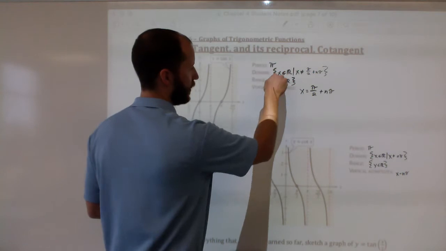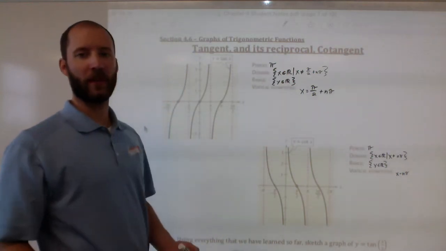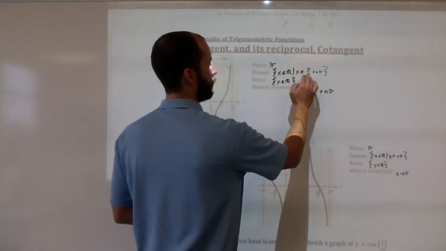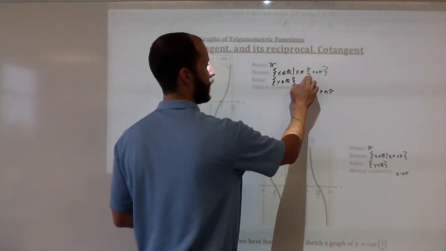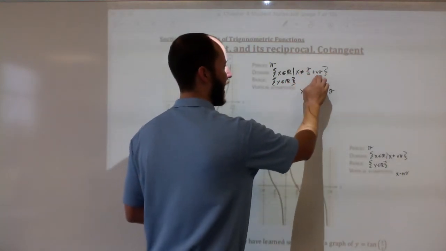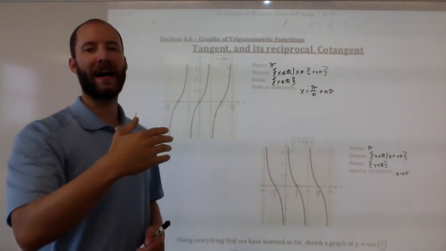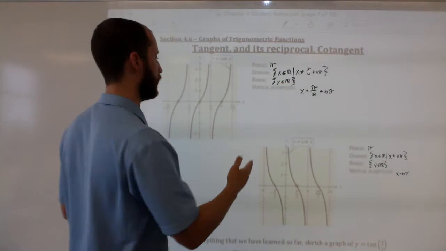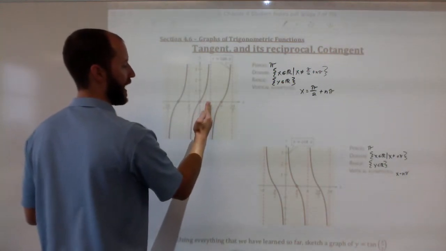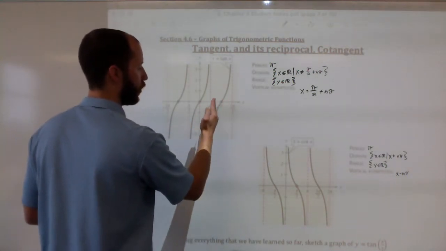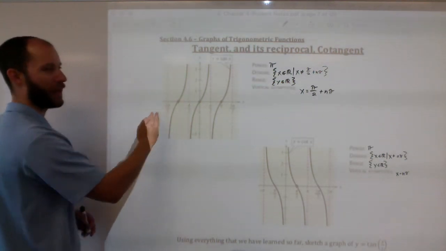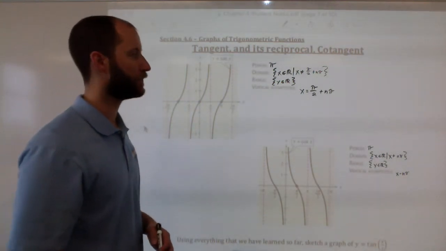So domain and range, both x and y are elements of the real number system. However, because of these vertical asymptotes, the domain cannot exist at pi over 2 and then any value of pi added onto that or subtracted, any whole value. So pi over 2, add on a pi, 3 pi over 2. Or pi over 2, subtract a pi, negative pi over 2. Subtract another pi, negative 3 pi over 2.